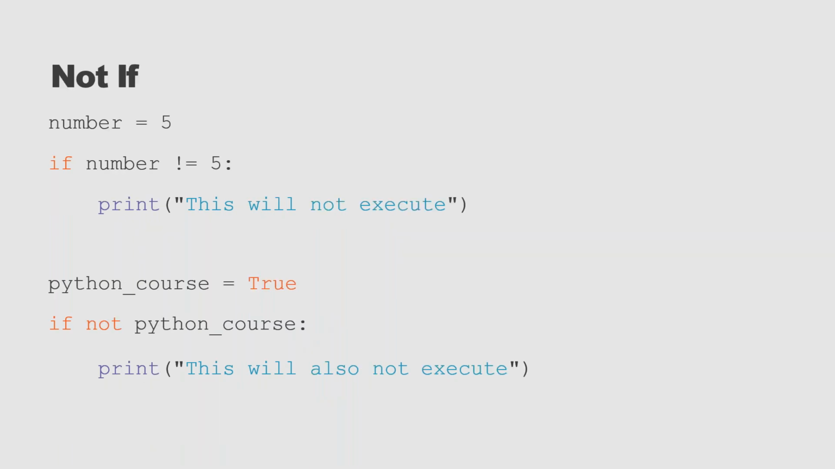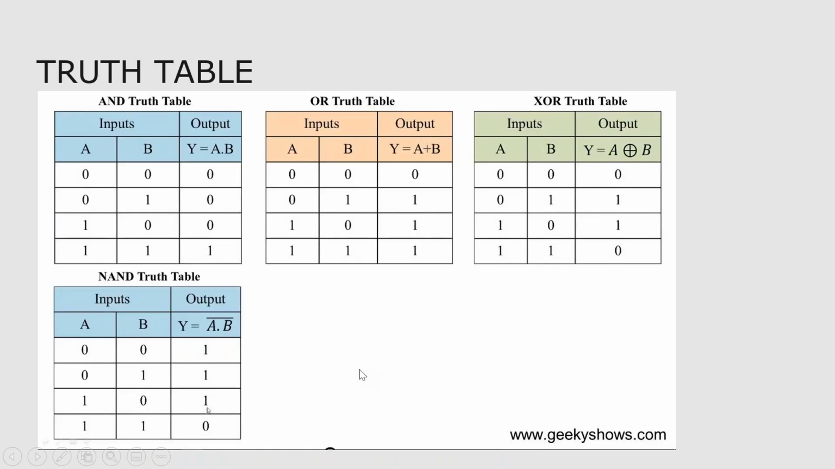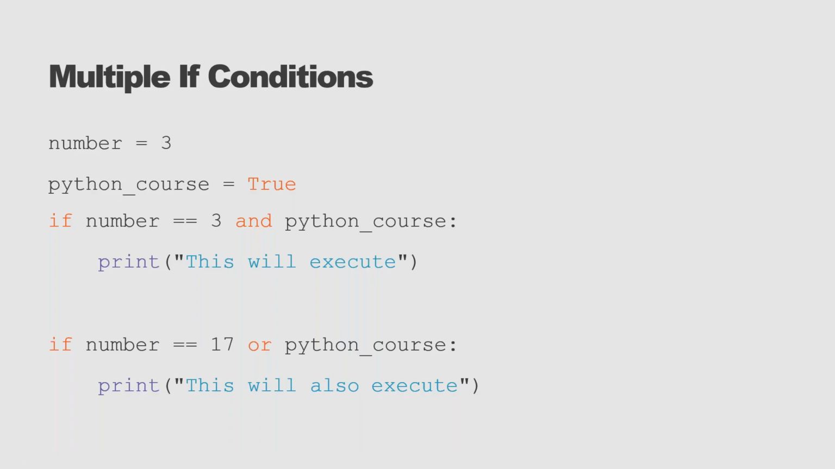Not if. Here you see that number is equal to 5. If number is not equal to 5, this is the not if, then this will not execute. Here Python course true means boolean value. So of course it's true, but here you are doing the opposite. If not Python course, then if it is false, this will not execute. So this is the truthy table, which you should get comfortable with. And this is important for this.